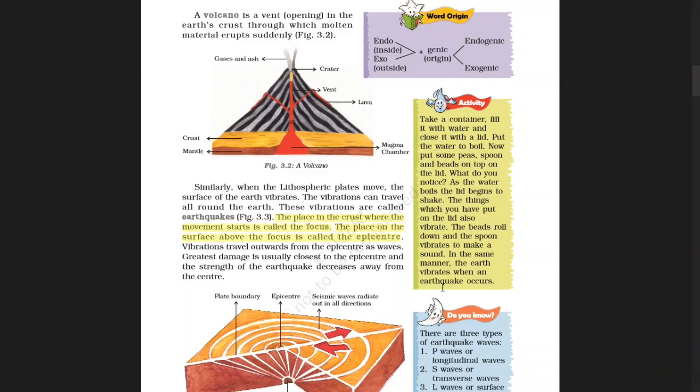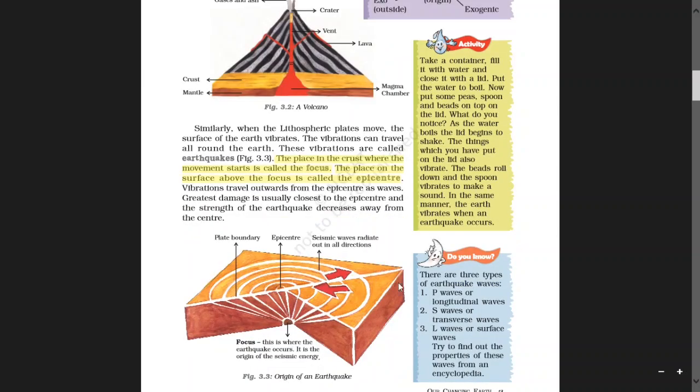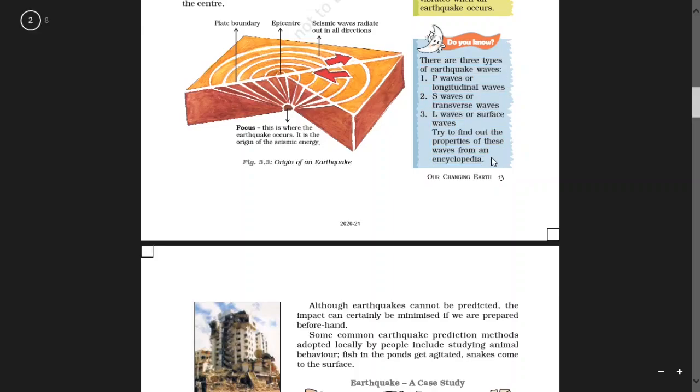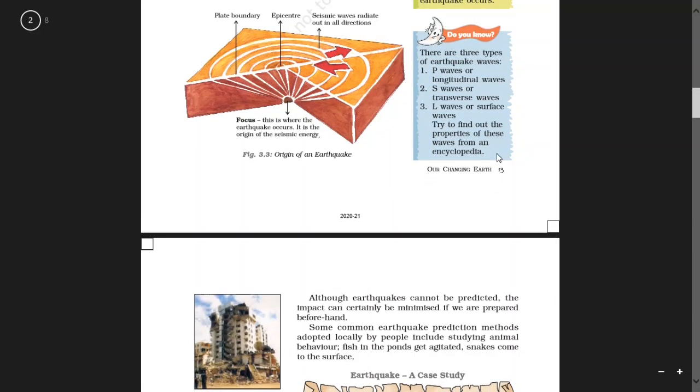And there are 3 types of earthquake waves. Mark this one also. How many types of earthquake waves are there? If it asks, you have to say there are 3 types of earthquake waves. They are P waves or longitudinal waves, S waves or transverse waves, L waves or surface waves. Try to find out the properties of these waves from the encyclopedia.